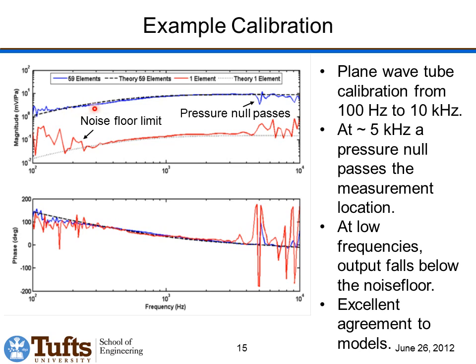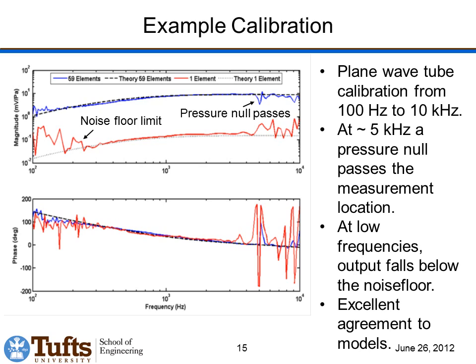If you take all of the elements in the array, in this case we had 59 good elements, so 5 elements had been damaged in processing, 59 good elements, and sum them all together using our switches, then you get the blue curve. Of course with 59 elements you have a higher sensitivity, with one element you have a lower sensitivity. And in both cases it agrees very well with the expected output of the array.